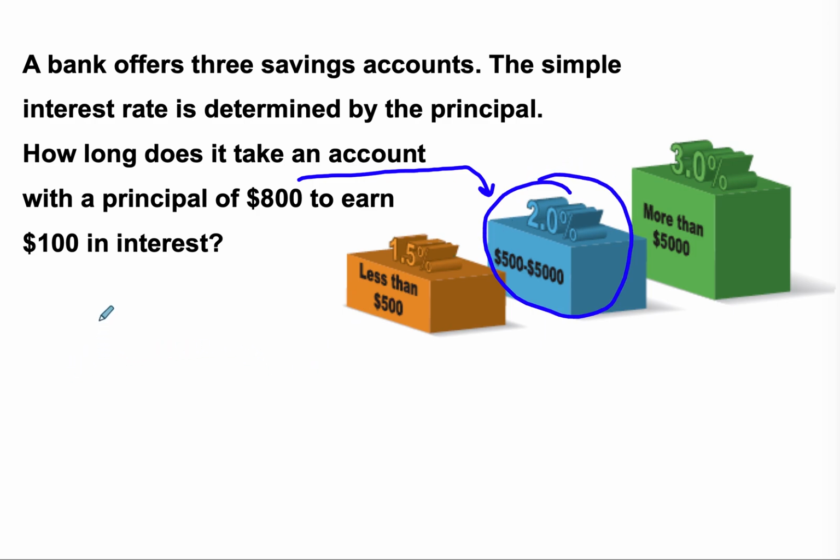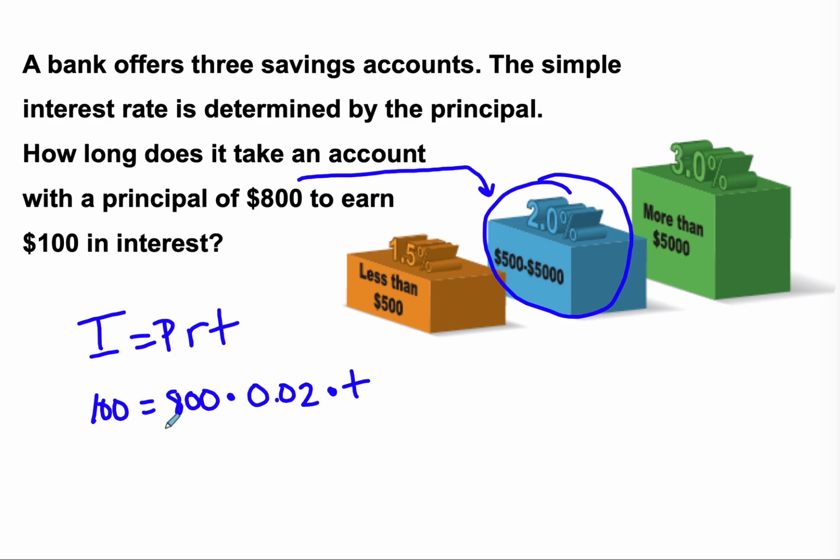Okay, so here's my formula again. Interest equals principal times rate times time. My interest is 100. My principal is 800. My rate as a decimal, 0.02 times time. We don't know what that is. All right, so now we're ready to multiply. So if I do 800 times 2 hundredths, I get 16. So 100 equals 16 times t.